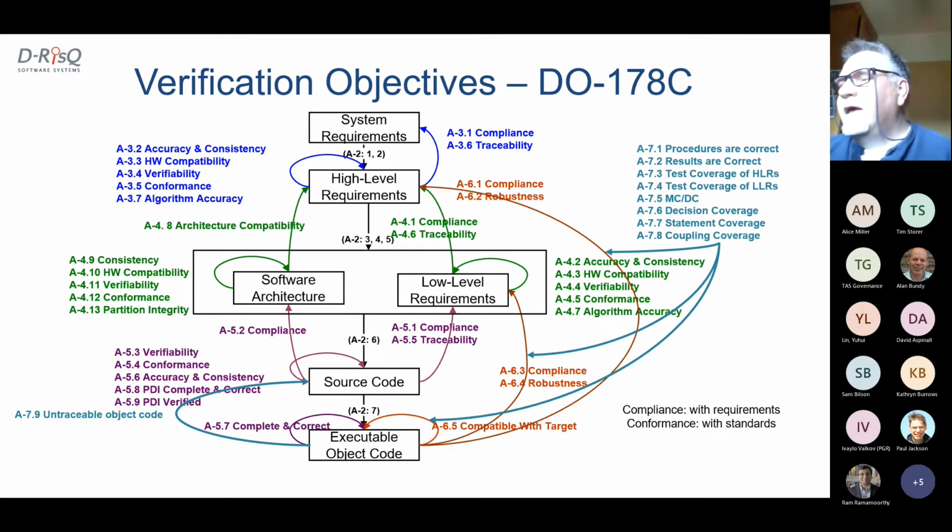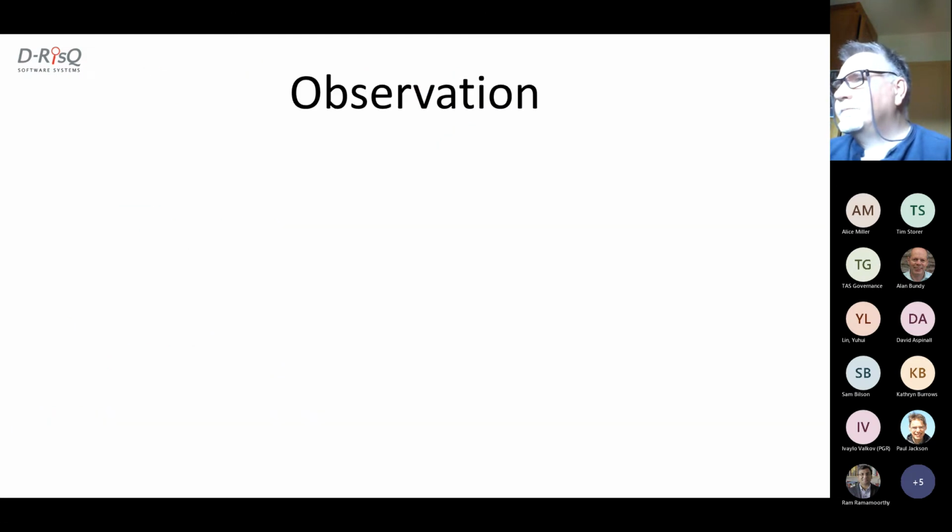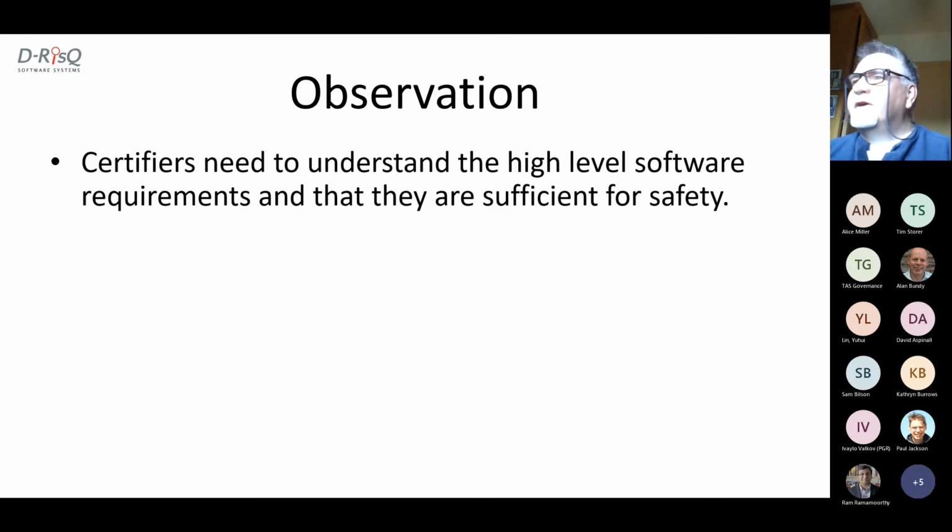You have to account for every piece of code, which raises interesting issues when you talk about defensive programming. I can give away the conclusion of this: certifiers need to understand the high-level software requirements and that they're sufficient for safety. So following DO-178C doesn't mean it's safe. It just means that you've shown the verification evidence that the high-level software requirements that you've articulated have been met by the object code, or insufficient evidence to assure that. Doesn't mean that they're safe.